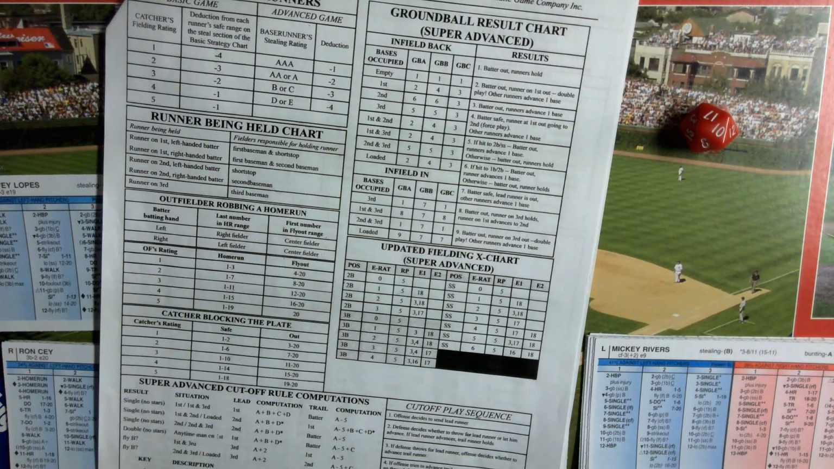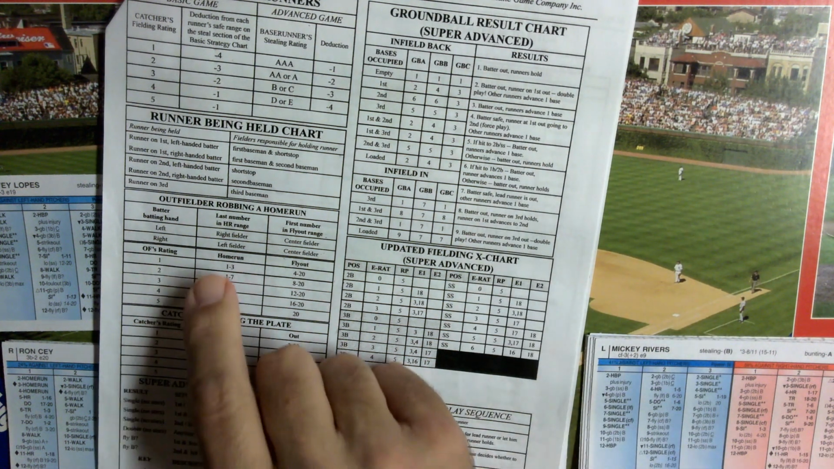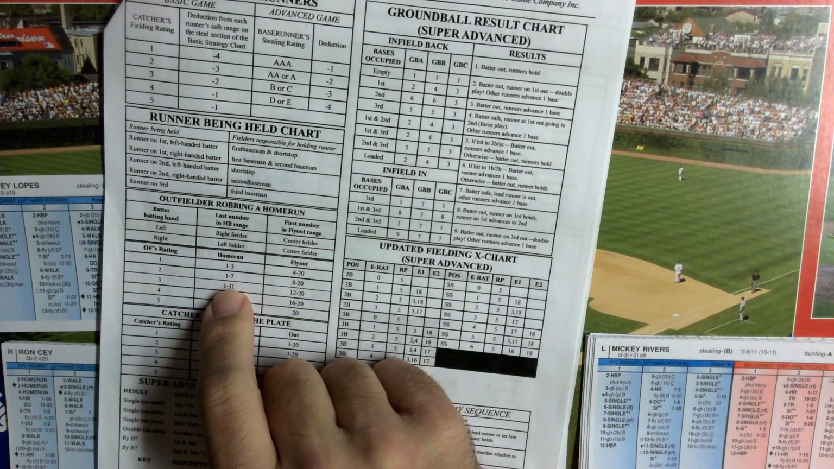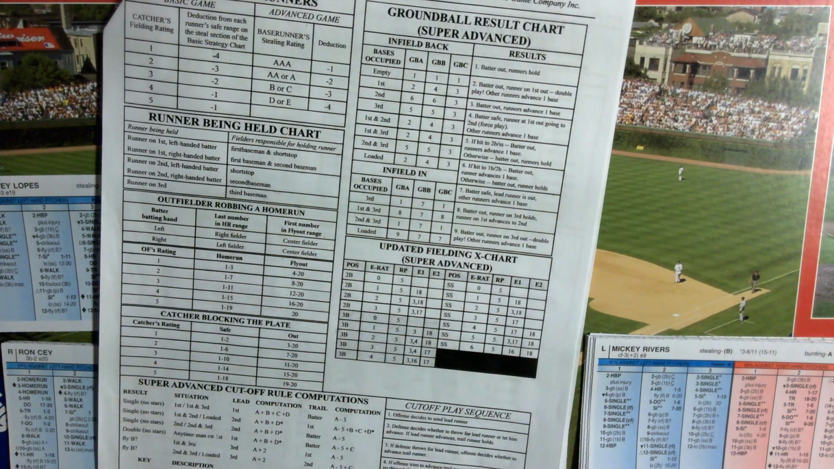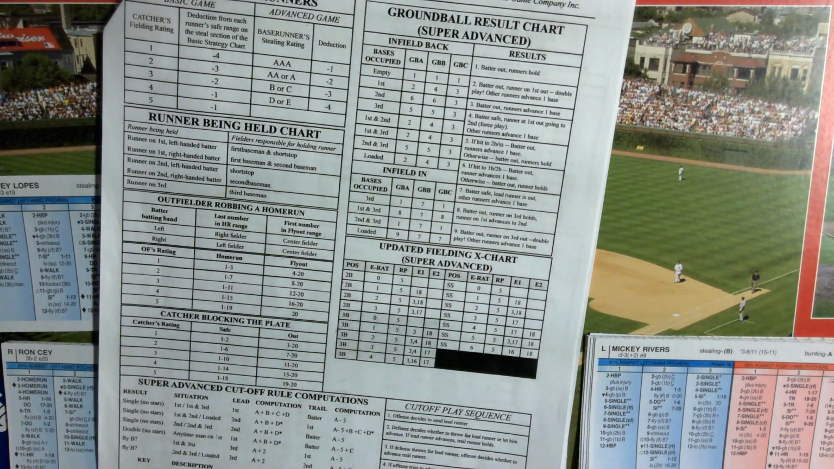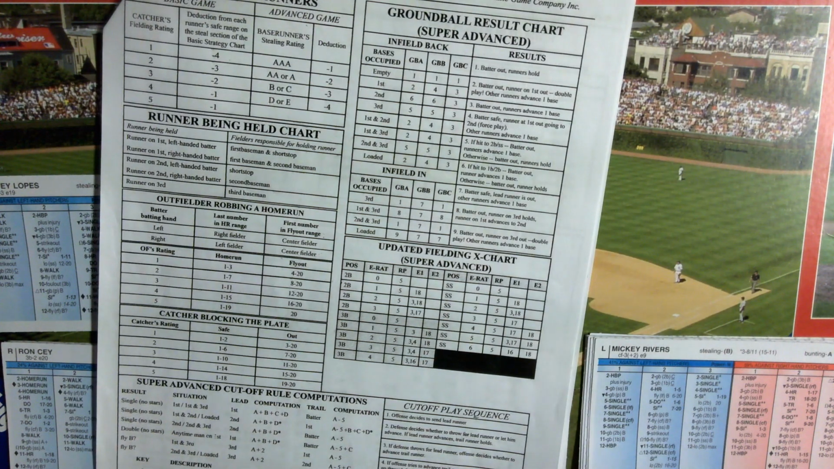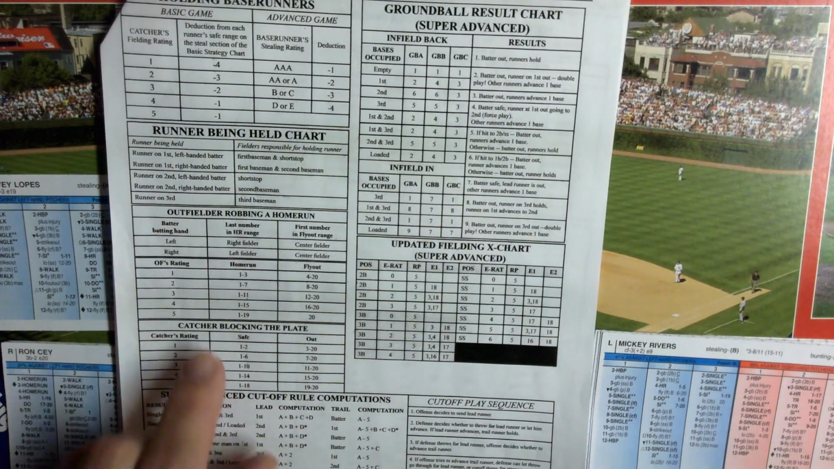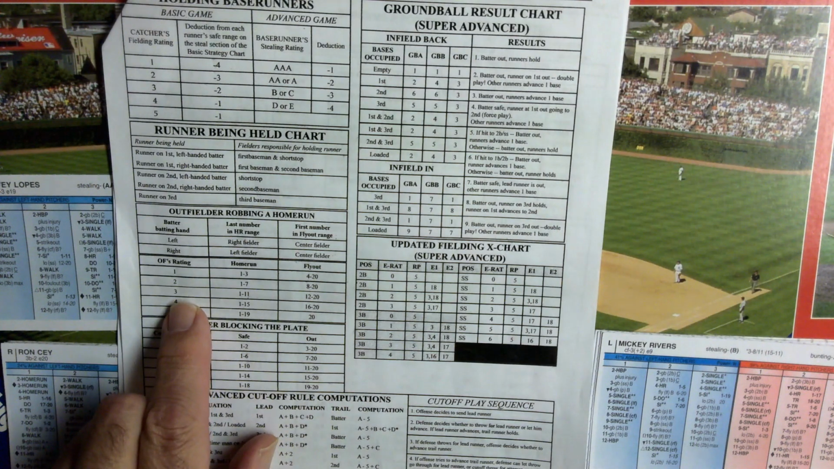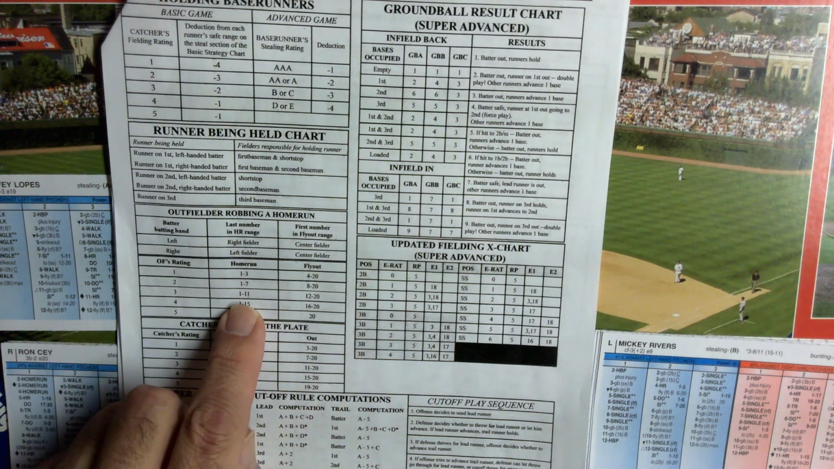So our left fielder, Lou Piniella, is up against the wall. He jumps, and now we're going to see if he catches it or if it's a home run. So we look at the outfielder robbing a home run. Piniella, his fielding rating is a 3. Outfielder's rating's a 3. On a 1 through 11, it's a home run. 12 through 20, Piniella jumps up and grabs it just as it was going over the wall. So here we go.